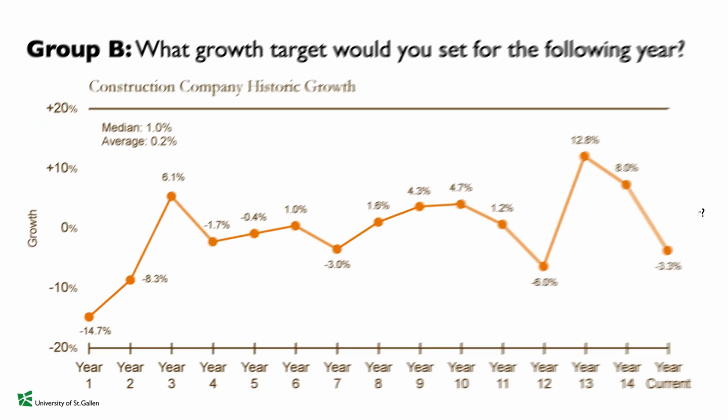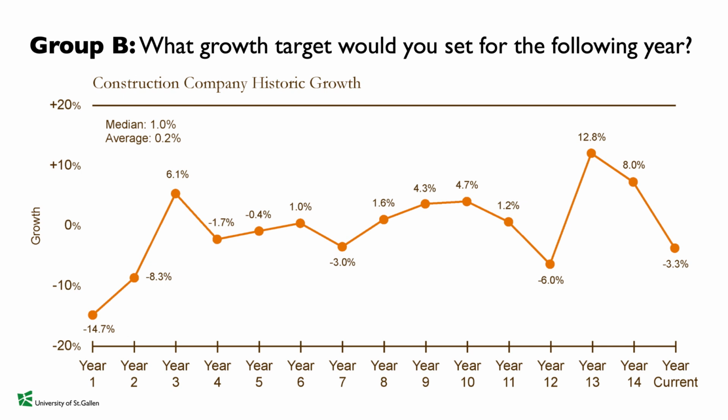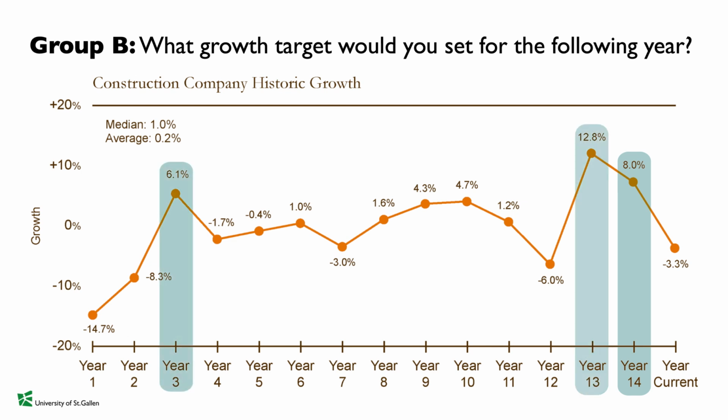If you're group B, you could come to the conclusion that 6% might actually be a little high. Only 2 years, year 14 and year 3, reached this target of 6%. In the year 13, it was higher than 6%. Other years, it's lower. So maybe more a target around 4% is correct. We have the year 9 and 10 where the company achieved 4.3% growth, 4.7% growth. So this seems to be like a logical performance target for that year.